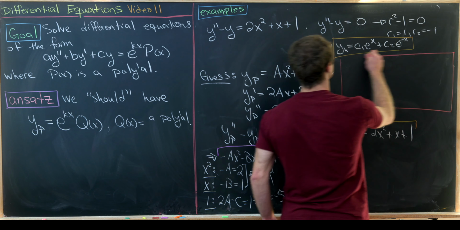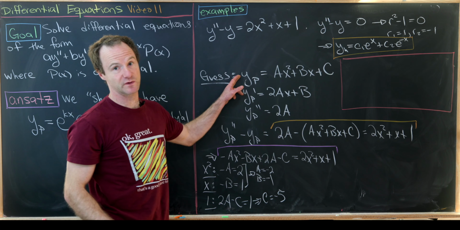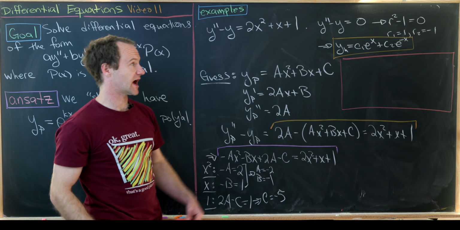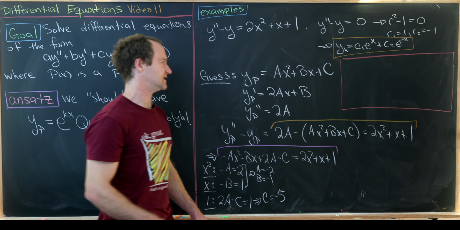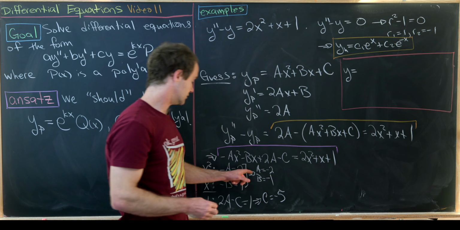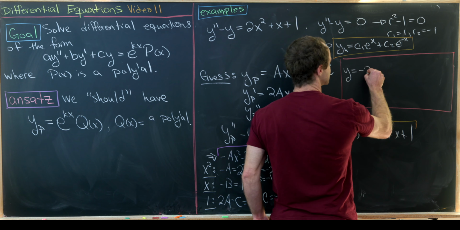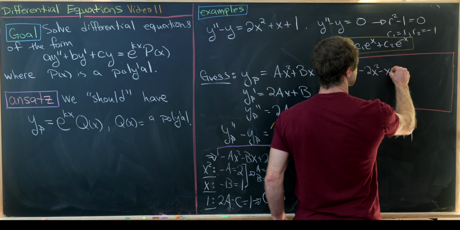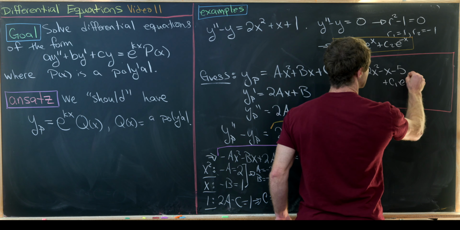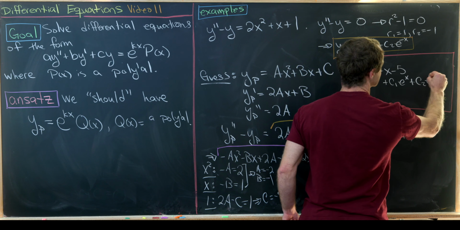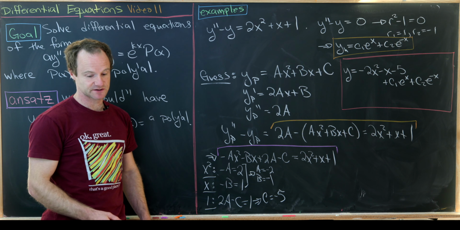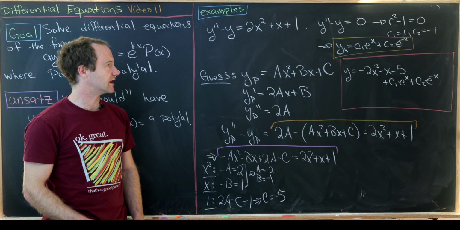And our final solution will be this yp that we just determined with the following coefficients plus our general homogeneous solution. So in other words, we have y is equal to minus 2x squared minus x minus 5, and then plus c1 e to the x plus c2 e to the minus x. So that would be our general solution in this case. Okay, let's move on to another example.